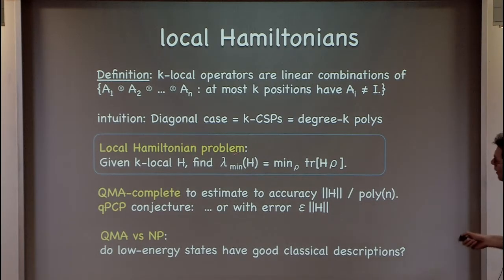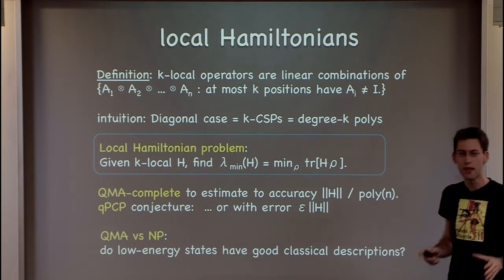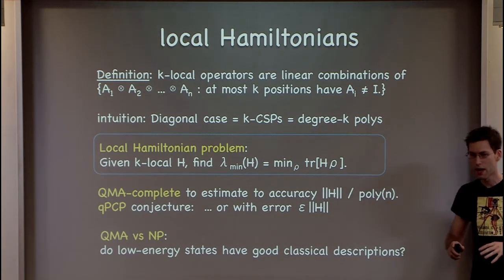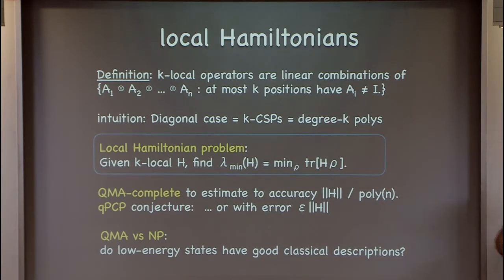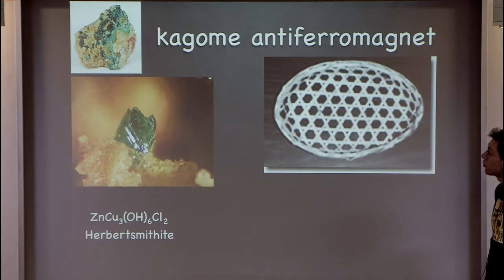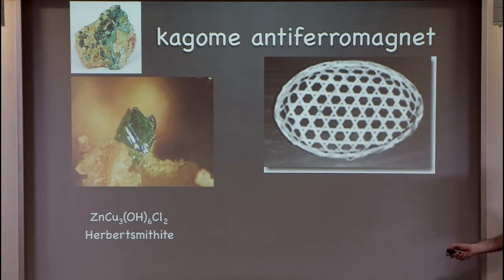People talk about this stuff often abstractly, and they say this is like a quantum generalization of constraint satisfaction. I want to emphasize that solving practical examples of this is actually something that's very important. So let me give you a very concrete example, something called the kagome antiferromagnet. There's this mineral called Herbertsmithite. I'll give you one guess as to who discovered it.